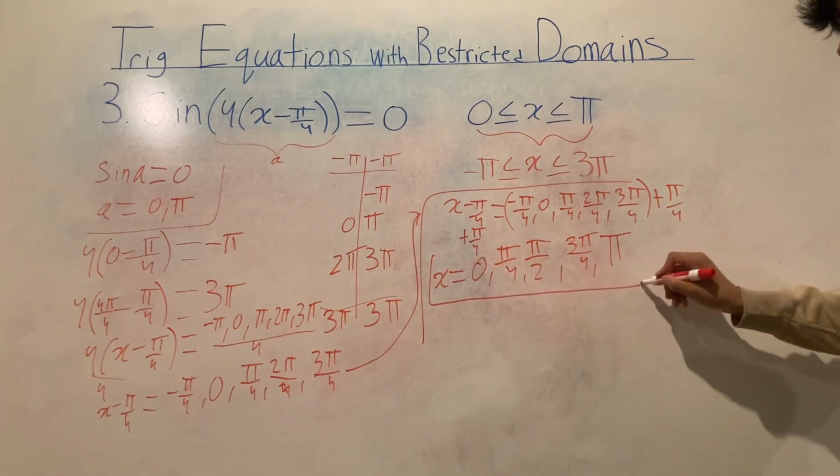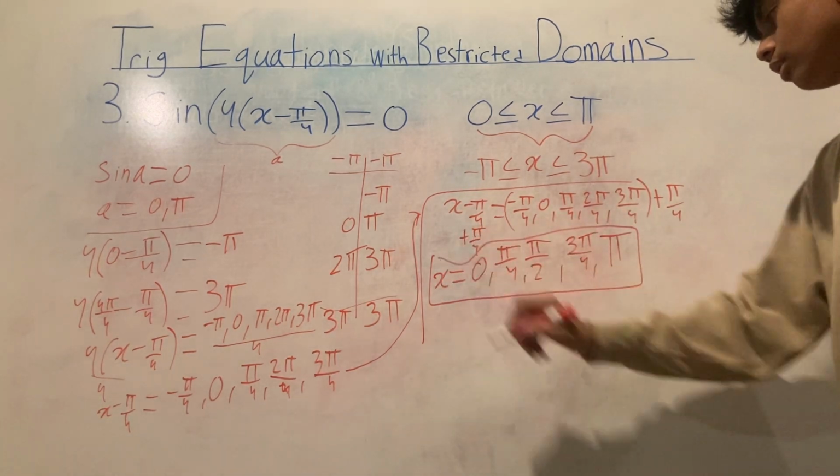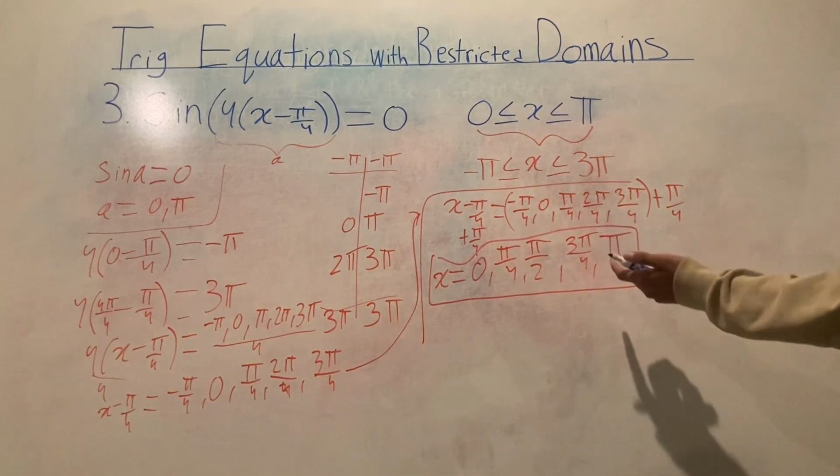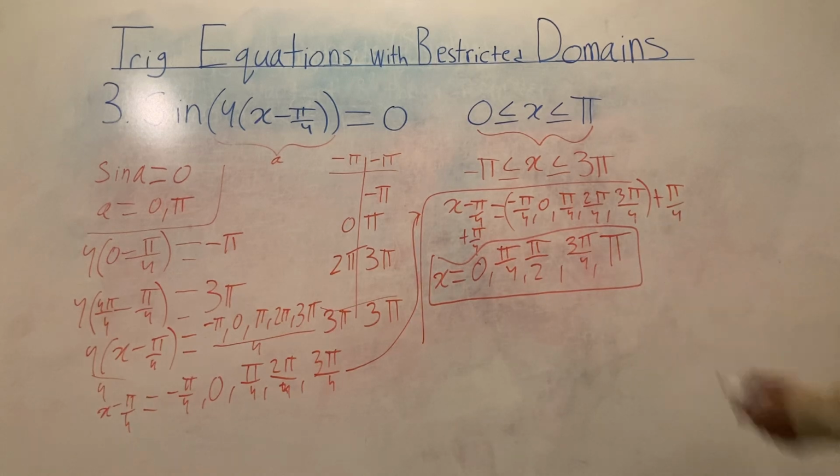And that's our final answer. We have 5 values here: 0, pi over 4, pi over 2, 3 pi over 4, and pi.